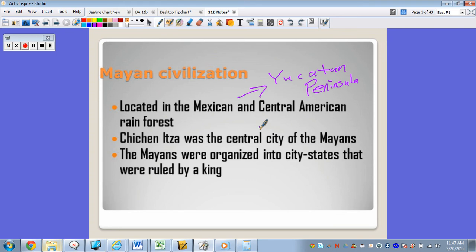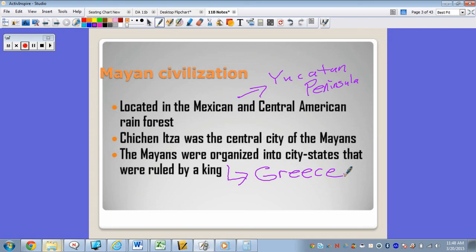Chichen Itza was the central city of the Mayans. Another city that's important to remember is Tikal. And the Mayans were organized into city-states that were ruled by a king. This is very much like another civilization that we have talked about. It's a lot like Greece. Greece was also organized into city-states that were ruled by individual kings.